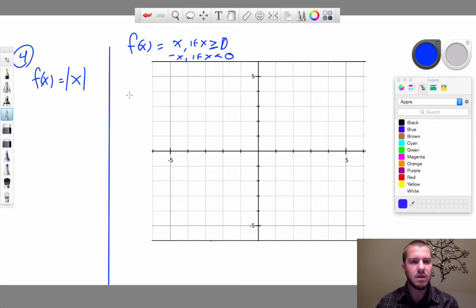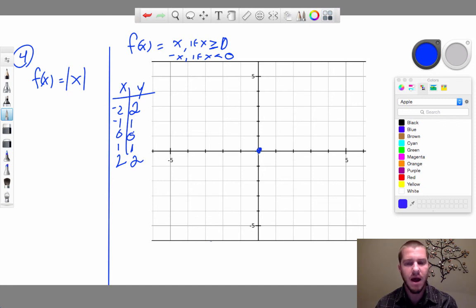So what happens is, say I have a table of values: -2, -1, 0, 1, and 2. When I plug in -2, that becomes +2. When I plug in -1, that becomes +1. When I plug in 0, that's 0. Plug in 1, that's 1. Plug in 2, that's 2. So I have the points (1, 1) and (2, 2). But when I go to the other side, at -1 the y value is +1, at -2 it's +2. So I have a negative slope going this way, and then it hits this vertex here and turns around, and it's a positive slope going the other way.